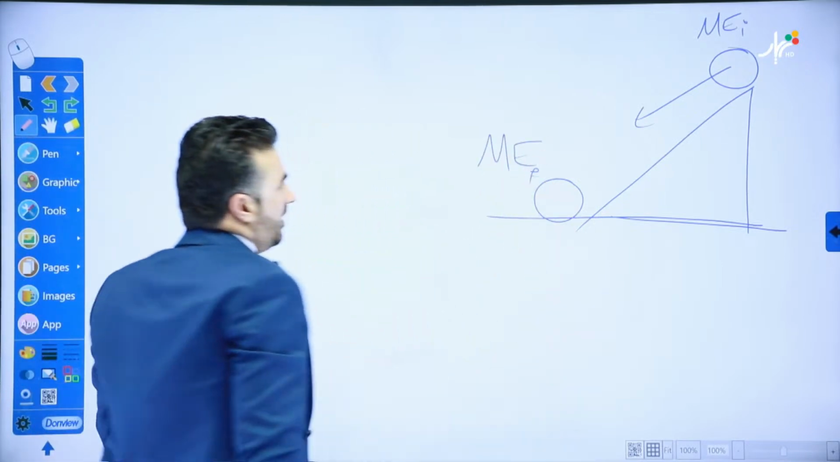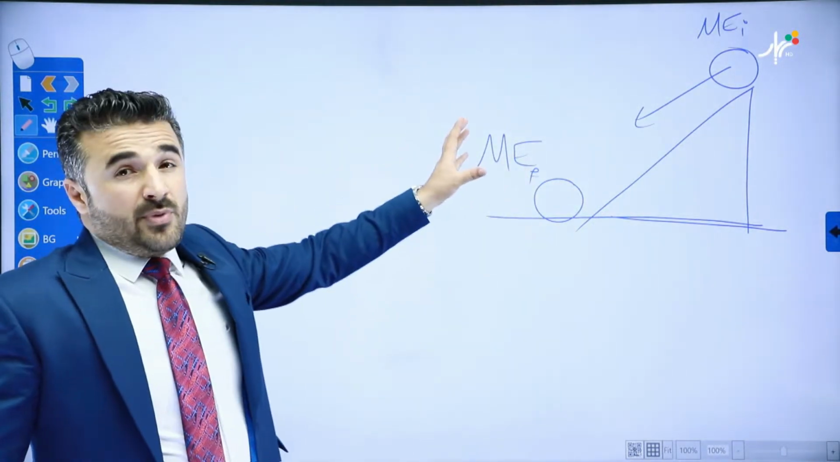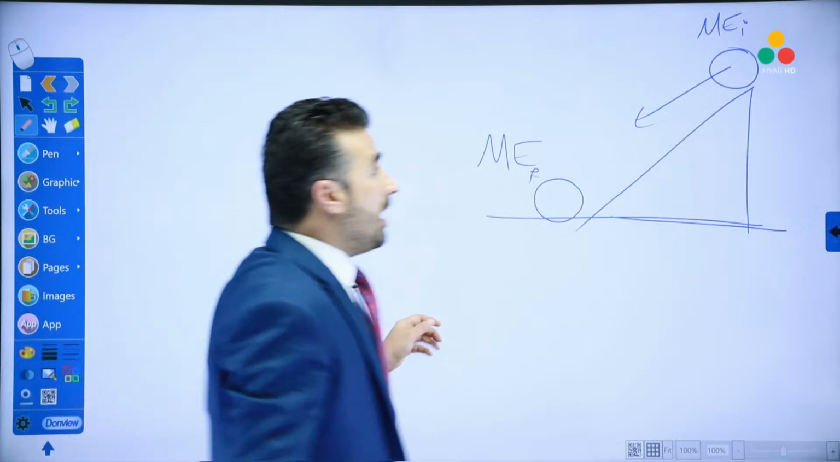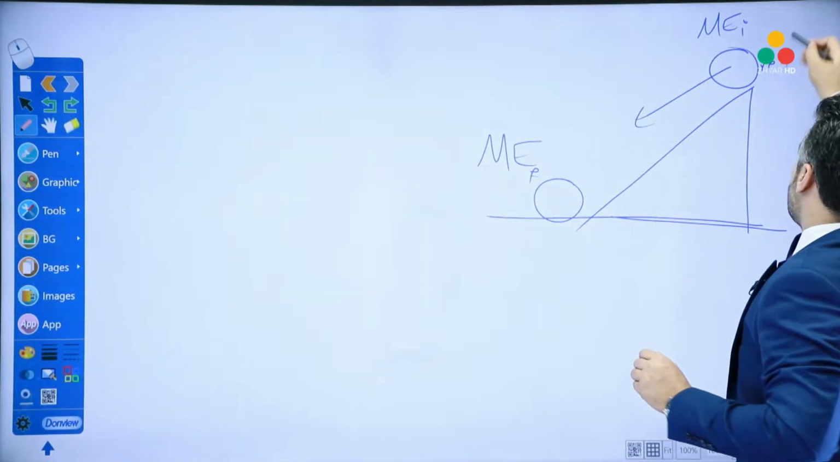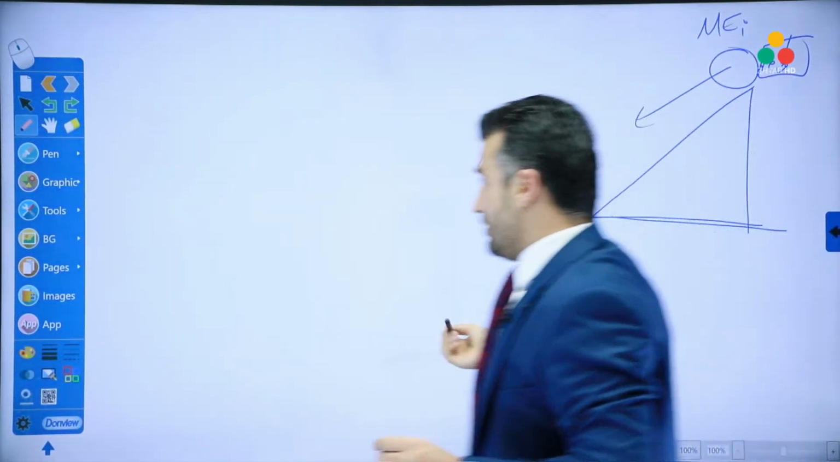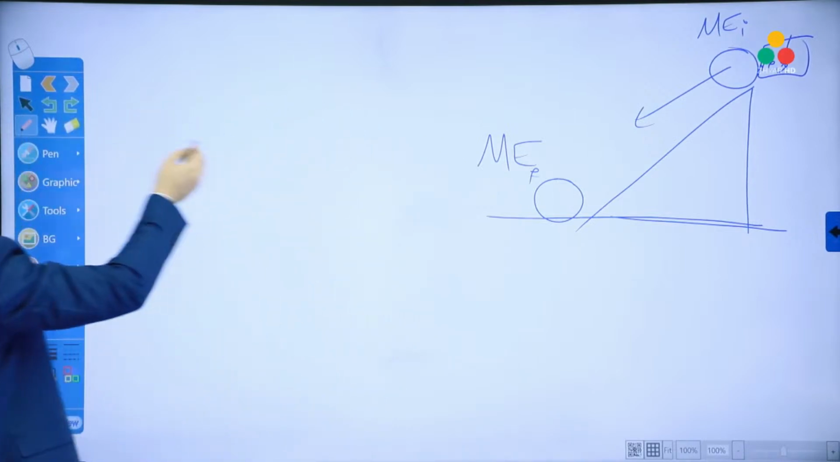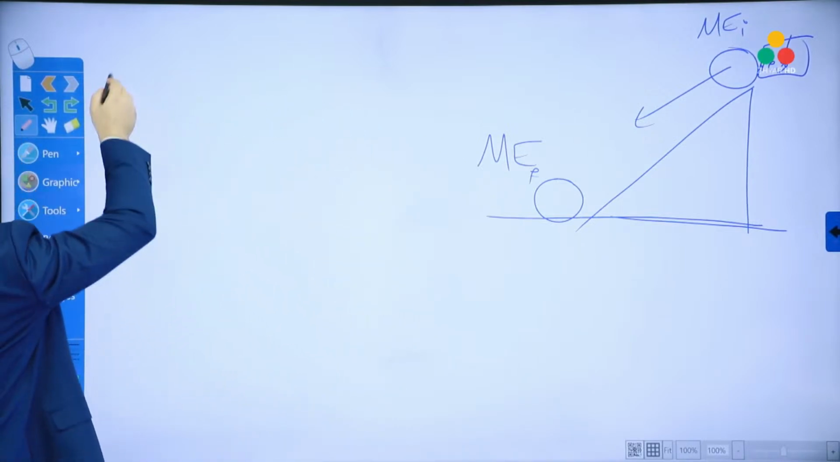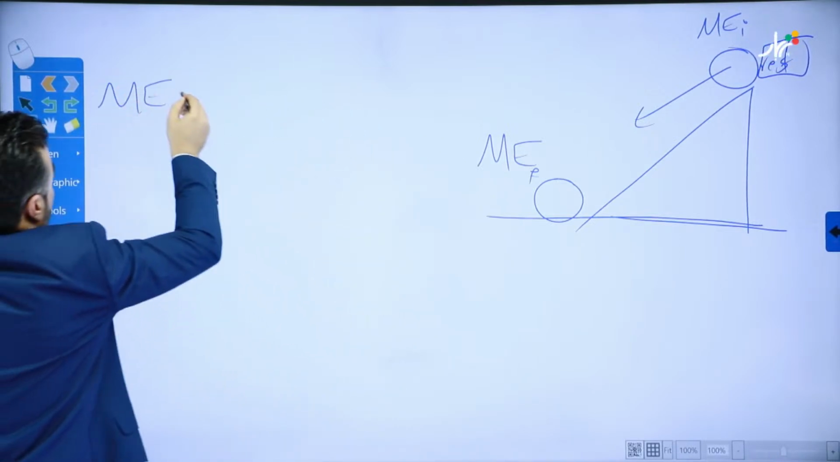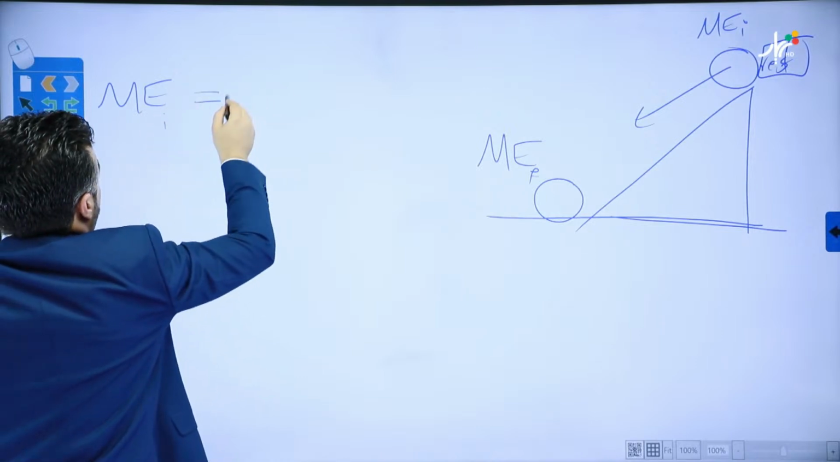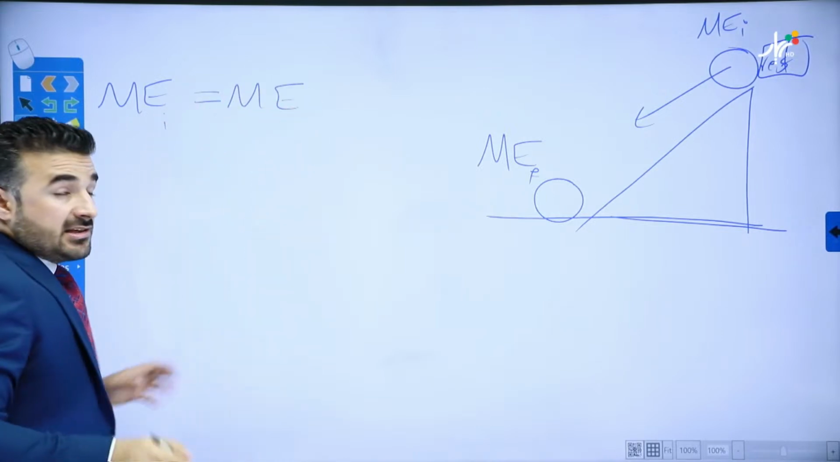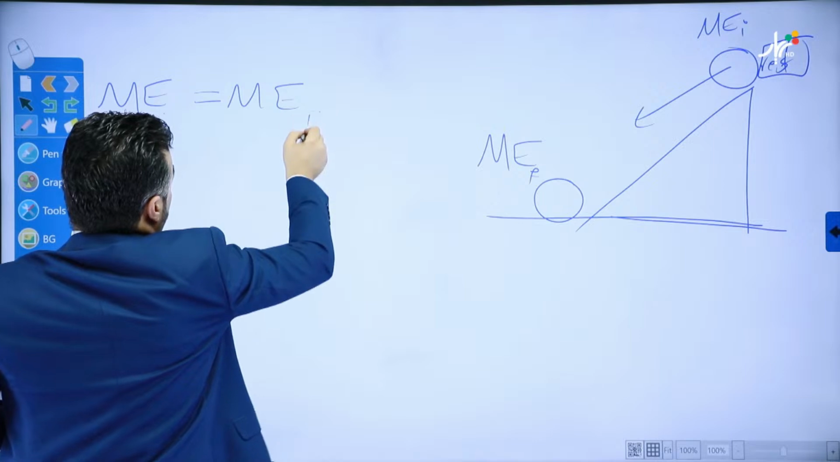Mechanical energy, you can say final here. But look, at the top here, do we have kinetic energy? If the object is at rest here, then of course there is no kinetic energy. So we can say, once again, initial mechanical energy equals final mechanical energy. That is in case of, let's say, slipping here.